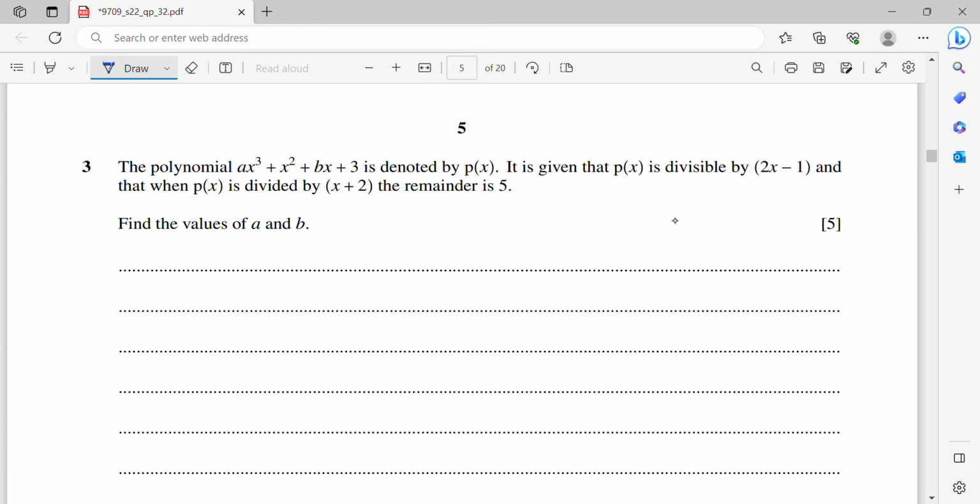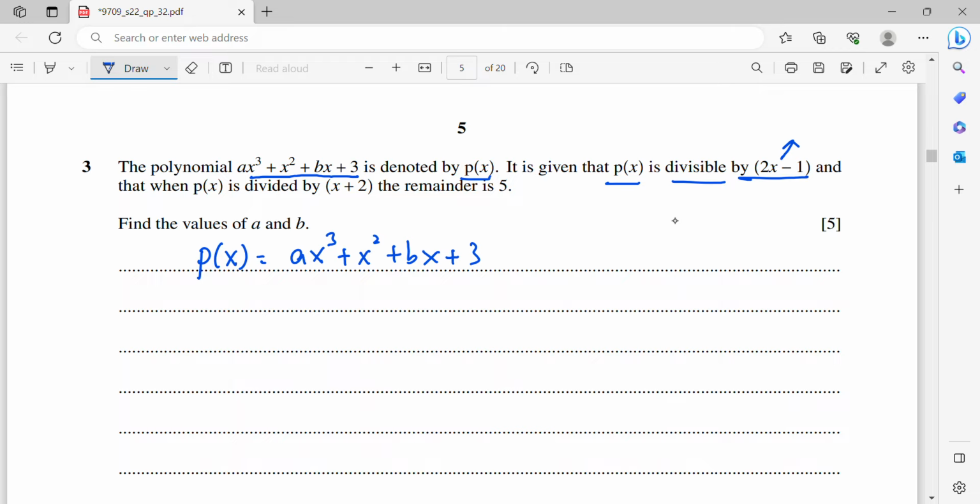Question 3. The polynomial ax cubed plus x squared plus bx plus 3 is denoted by p(x). So I will write it down. p(x) is ax cubed plus x squared plus bx plus 3. It's given that p(x) is divisible by 2x minus 1. Divisible by 2x minus 1 means that the remainder will be 0, or I will say that 2x minus 1 is a factor.